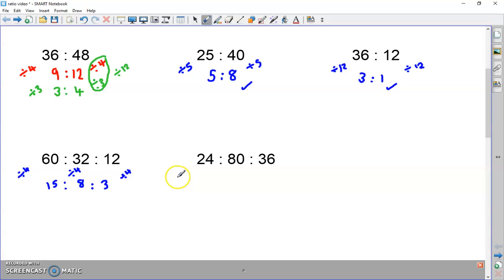I mean, it looks like they should divide by lots of things, but actually they don't. Your only options are 2 and 4 again. So we'll go with 4. Do it quicker then, you see. You end up with 6, 20, 9.